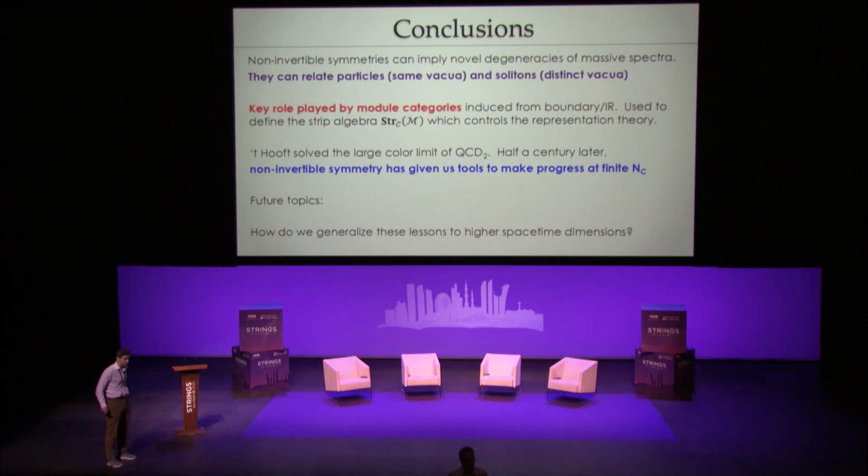Is electric-magnetic duality at some particular coupling constant an example of this? Thanks very much for the question. Indeed, that's an example where you have the particle-soliton degeneracy. Yes, in SU(N) Yang-Mills, electric-magnetic duality is a non-invertible symmetry.